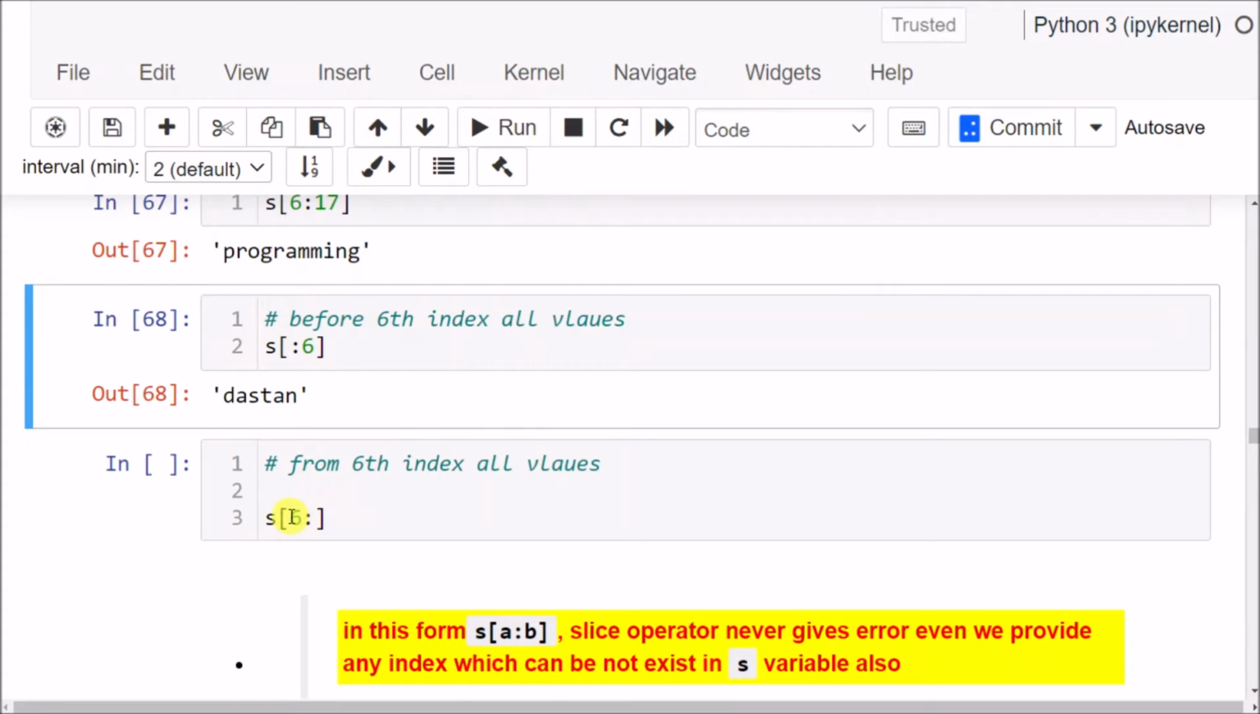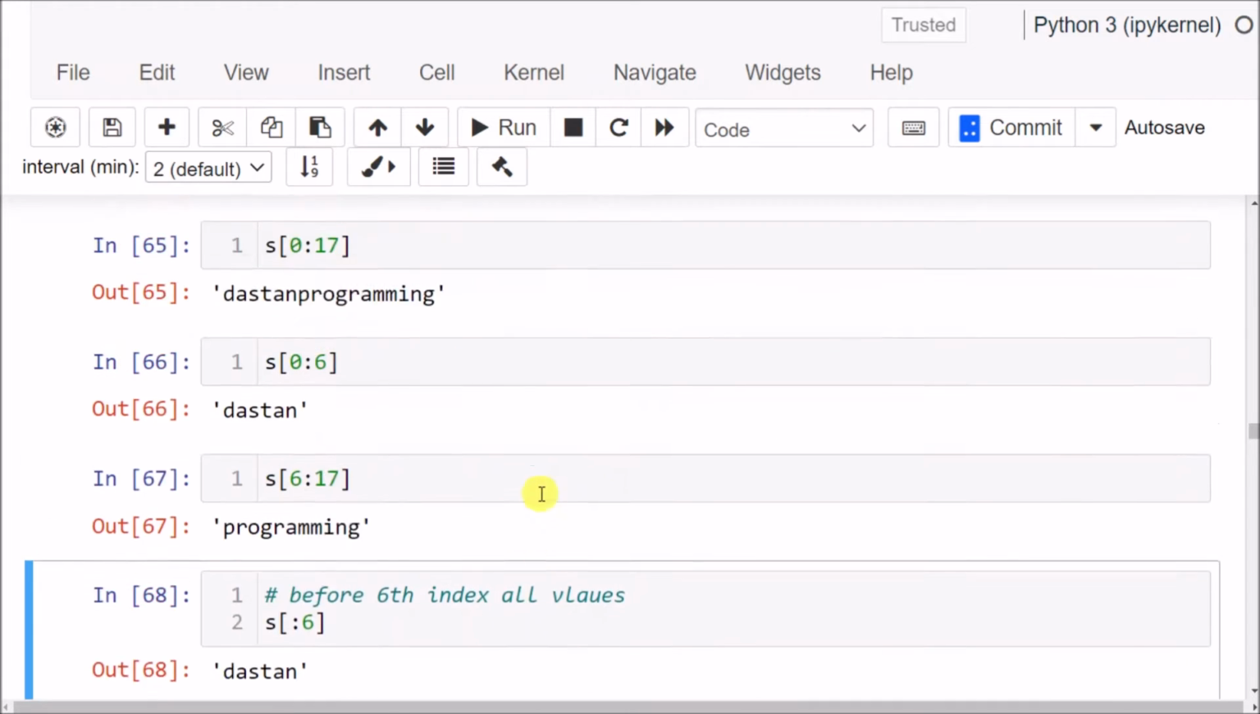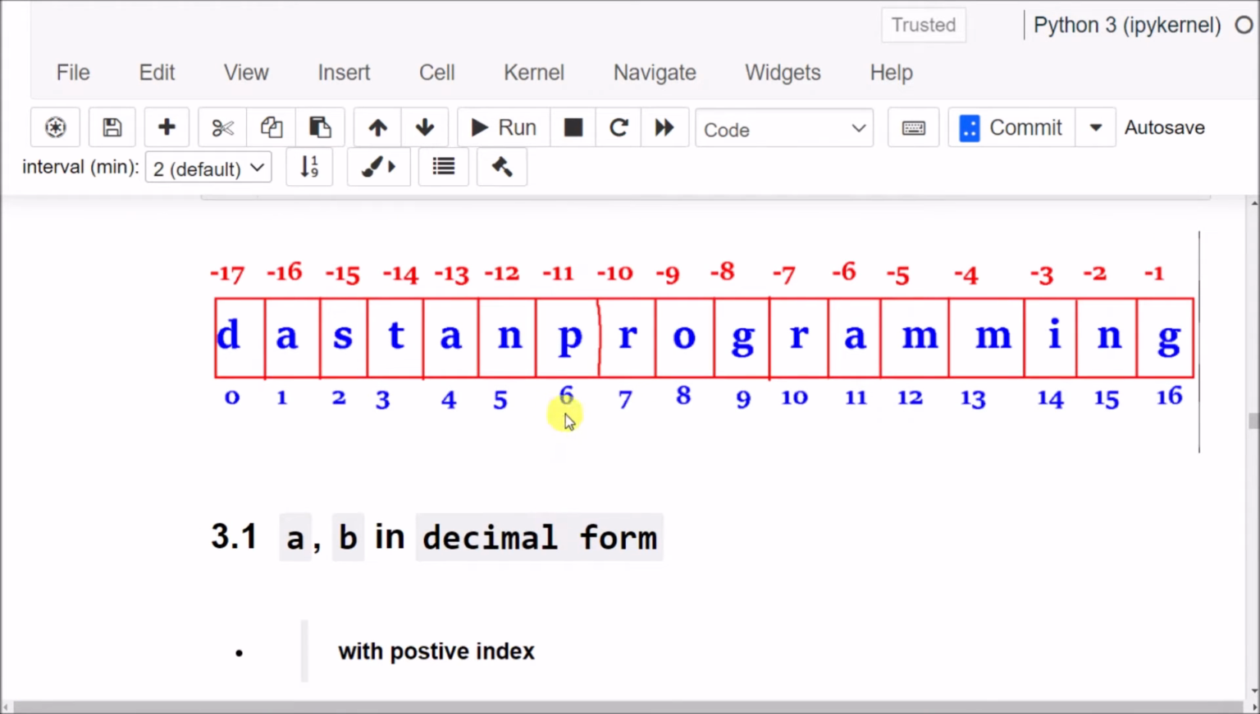And here from the 6 index, all values. So from 6, the value is programming. We can see here all these values, that is programming.